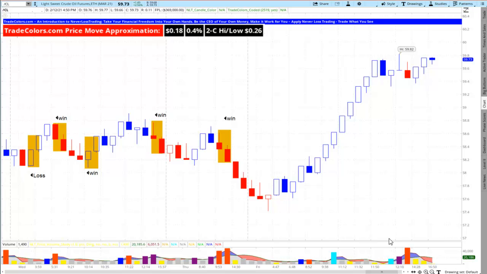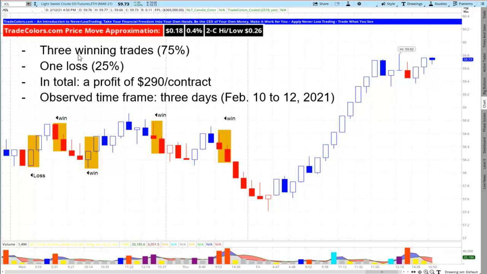But before we do so, we add up the numbers. We had 3 winning trades, 75%. We had 1 loss. In total, a profit of $290 per contract was achieved. So adding up the details, the observed time frame was 3 days.